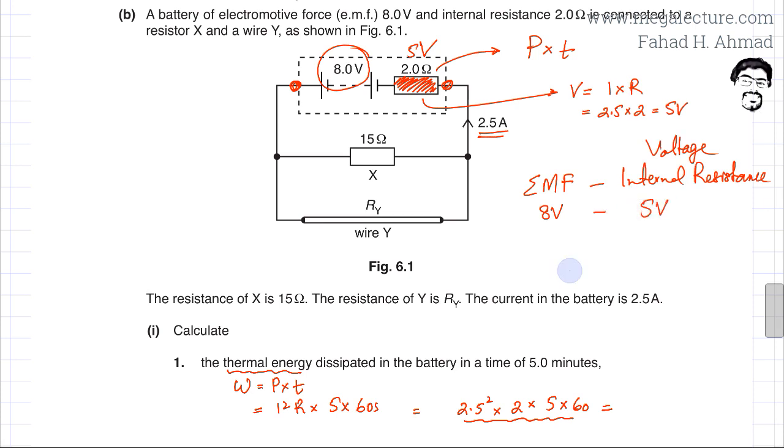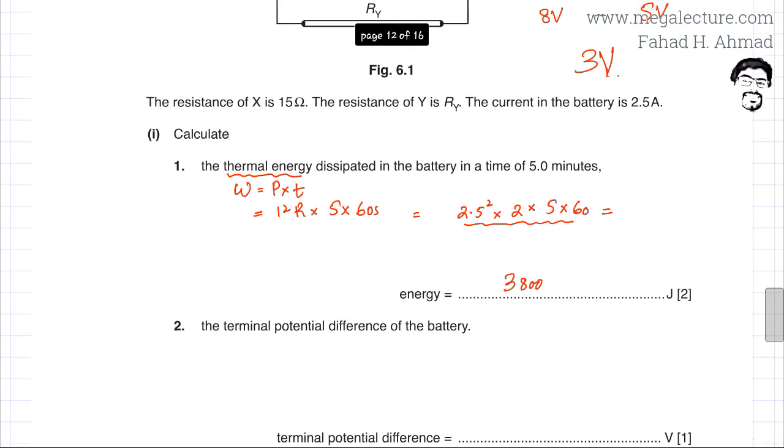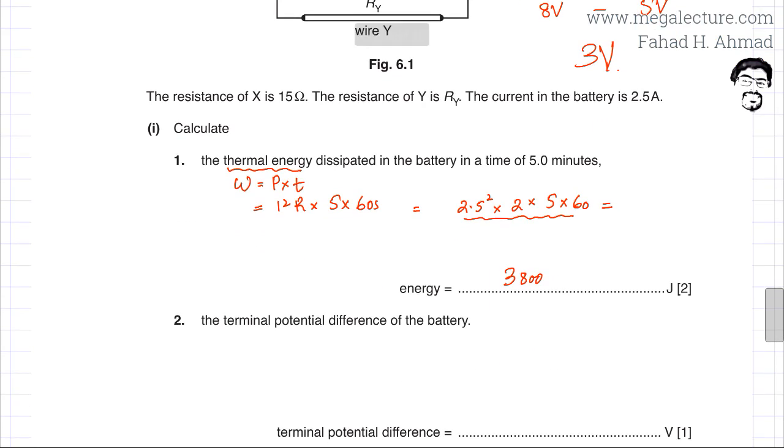So your net output voltage, if you solve this, is going to come out to be equal to 3 volts. This is the voltage that the external circuit is going to see. On the terminals, it's going to be 3 volts. So let's answer that, the terminal potential difference. It's going to be 8 minus 5 volts, actually, and this comes out to be equal to 3 volts.